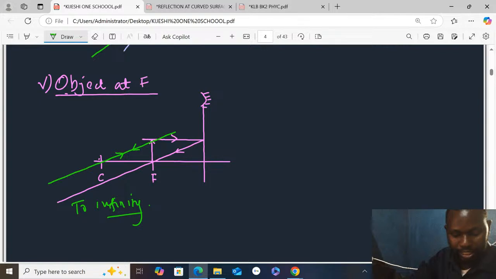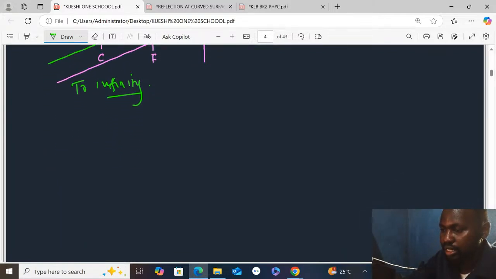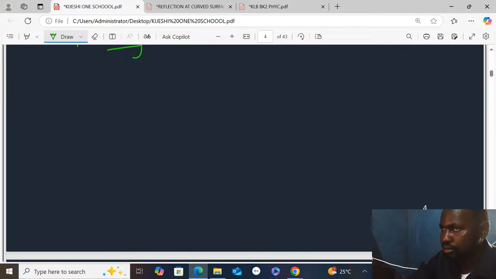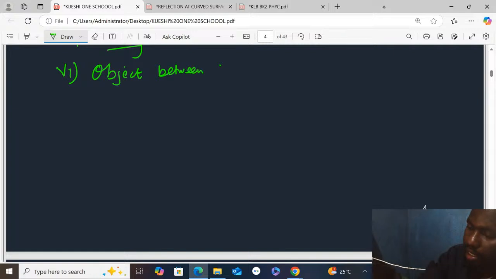Let's look at the last special case. Last special case about the concave mirrors. And this is the object between F and P. These are special because we expect to go the other way around, opposite of what we have been seeing.